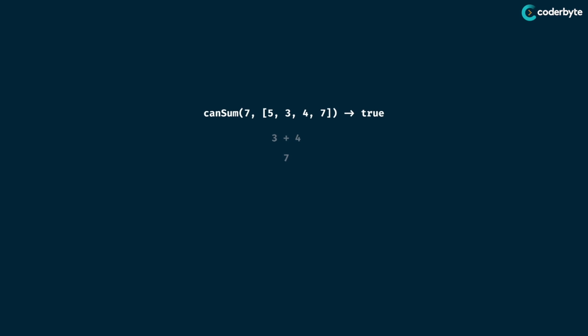So it's definitely possible to generate 7 using some amount of numbers from the array, so that's why we return true. Let's say I gave you another example. Let's say I gave you a target sum of 7 again, but I gave you a different array of just 2 and 4. This is actually going to return false because there is no possible way that combinations of 2 and 4 can actually sum to 7. Cool. So that's really what the question is asking.